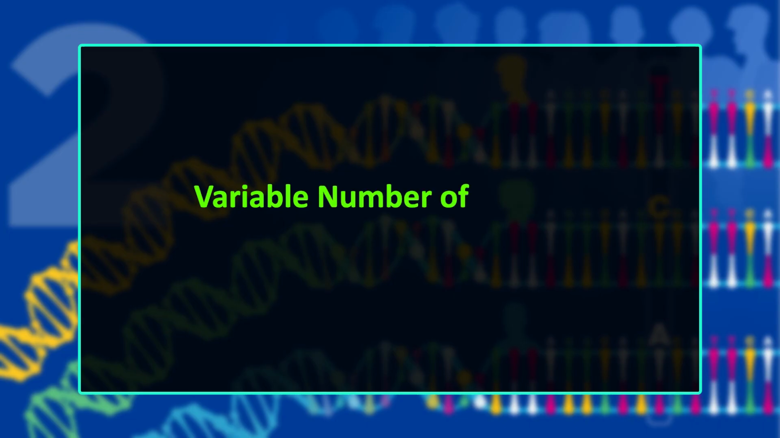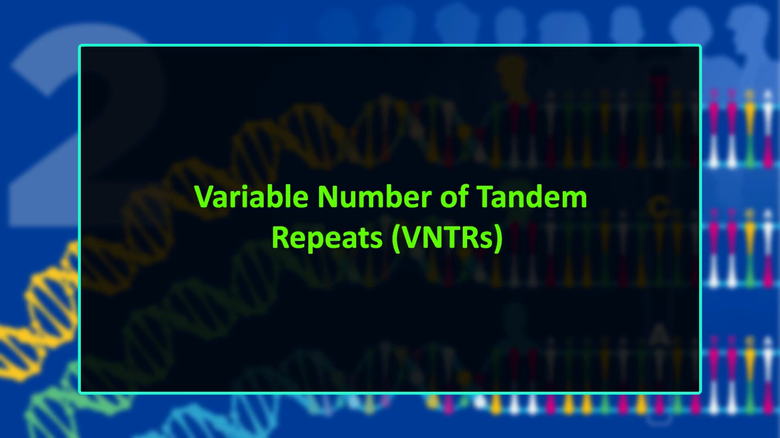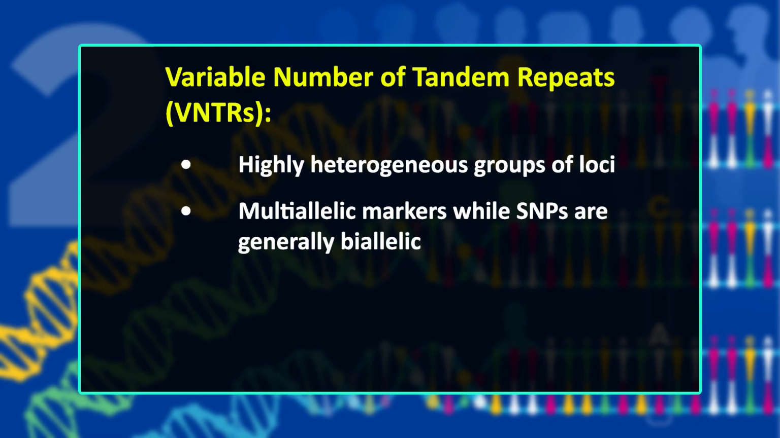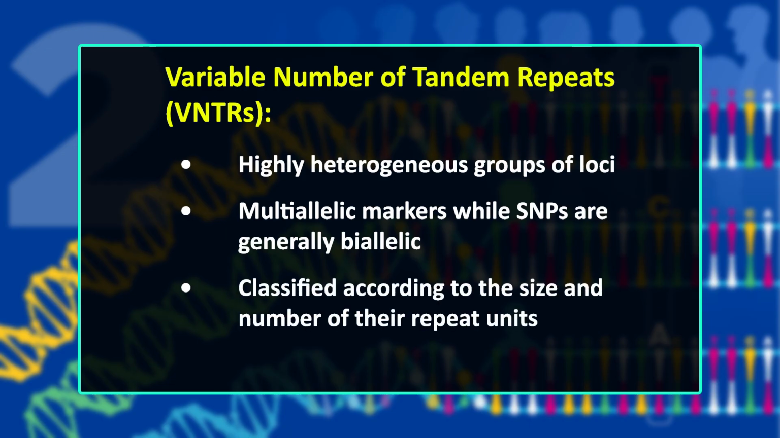Dear students, let's now discuss variable number of tandem repeats or VNTRs. These variations involve change in the number of repeated DNA sequences arranged in a tandem array. So these are highly heterogeneous group of loci. These are multi-allelic markers while SNPs are generally biallelic. They are classified according to the size and number of their repeat units. They are sometimes considered as neutral markers.